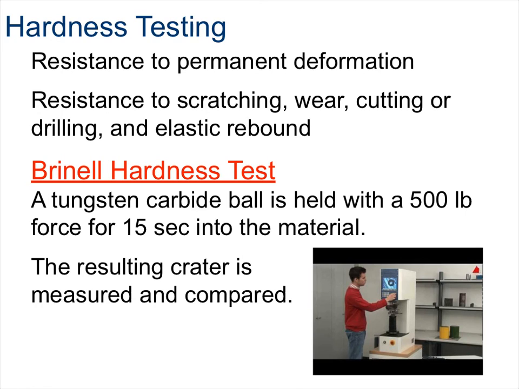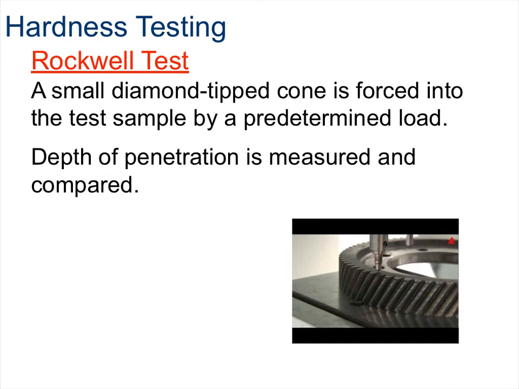A Brinell hardness test involves using a special machine to push a hardened steel or tungsten sphere into a test sample, where the diameter of the resulting indentation is used to calculate the material's hardness. Feel free to watch the video in the bottom right corner of a Brinell hardness test. A Rockwell hardness test involves using a diamond-tipped cone that is forced into the test sample by a predetermined load, where the depth of the penetration is measured from the resulting indentation and compared to other materials' hardness. Feel free to watch the video in the bottom right-hand corner of a Rockwell test.